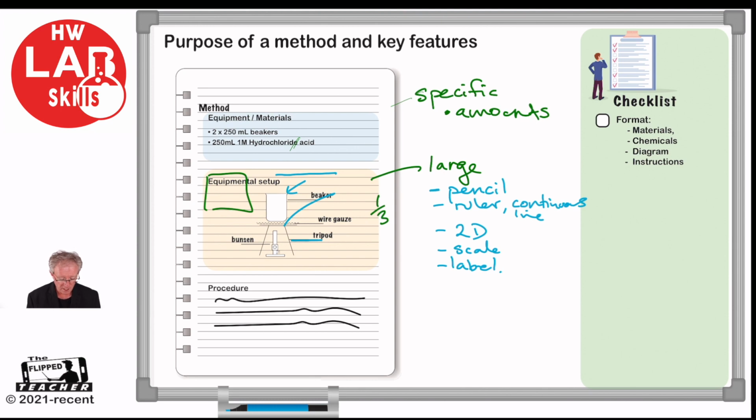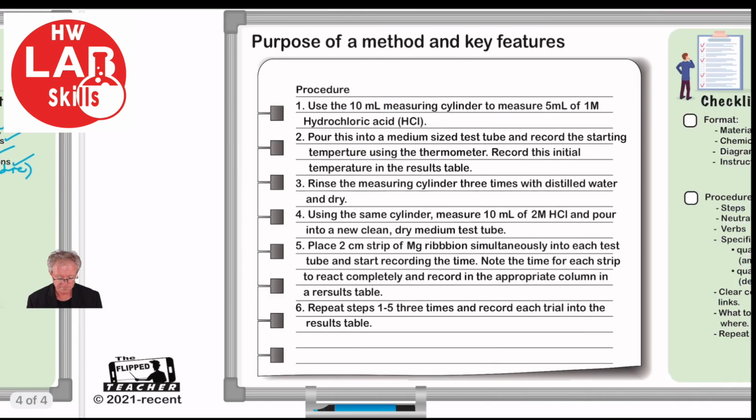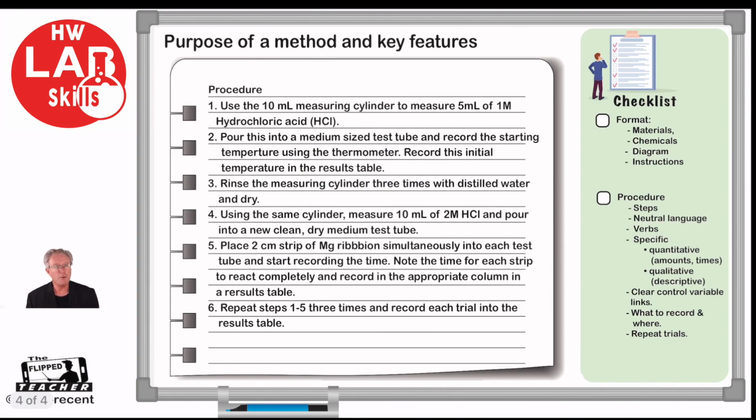So once I've got that, I then go into my procedure, right? The procedure is how you do the experiment, right? So I've got materials, I've got my chemicals, I've got my diagram, and then now my instructions is the procedure. Okay, so let's go on to the next page here. All right, so here's an example of a procedure.